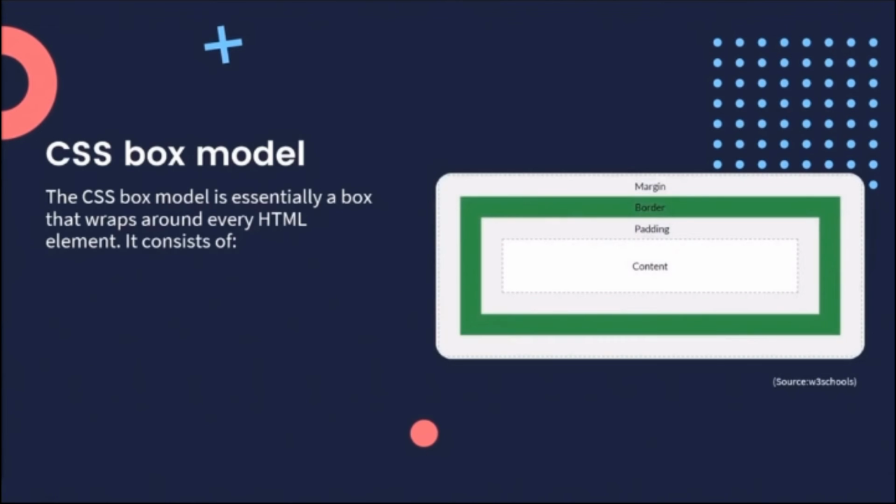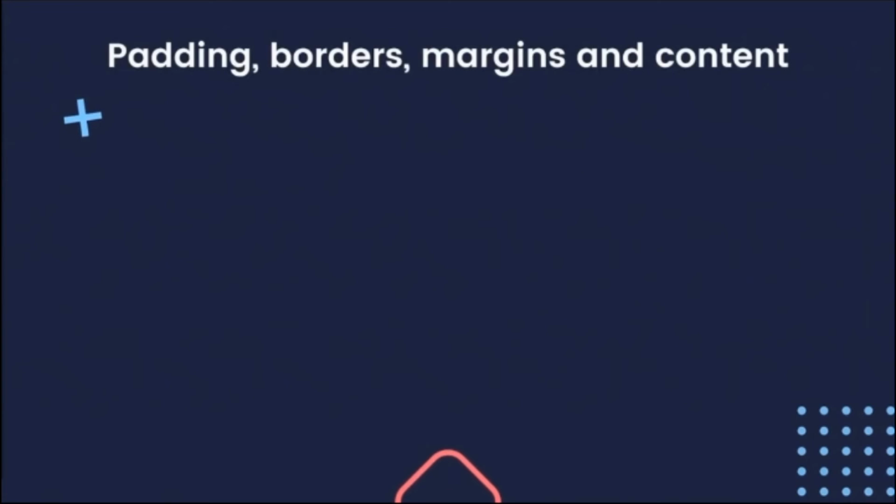And here is a visual representation of what the box model looks like. We've got the content in the center. Beyond that, we've got the padding. Just beyond the padding, we've got the border, and then our last layer consists of the margin. So in essence, just to summarize, we've got the padding, we've got the borders, we've got the margins, and then we've also got the content, the actual HTML element that we want to manipulate. So when it comes to padding, borders, margins, and content, essentially this is how we can break it down, starting with the content.